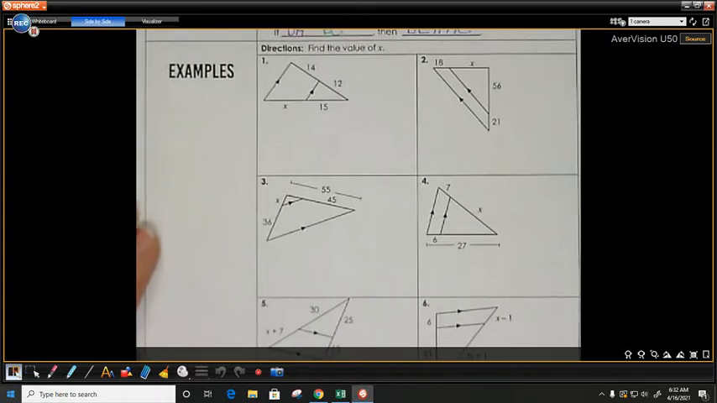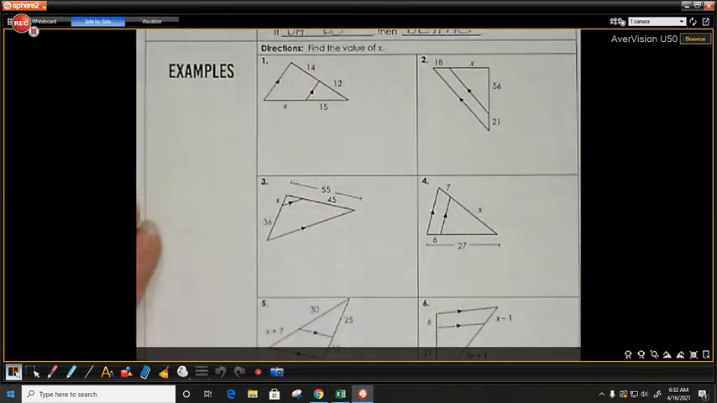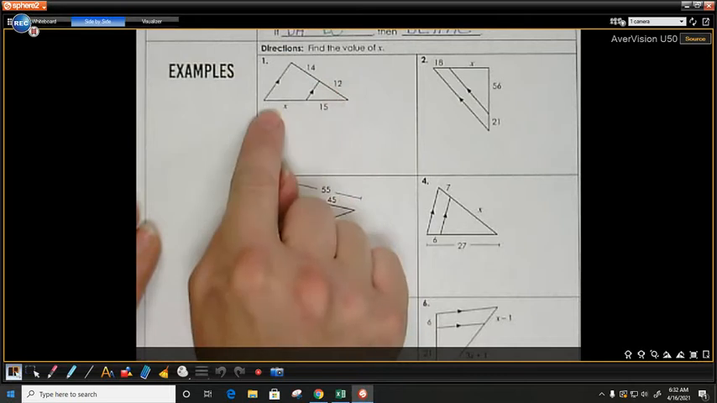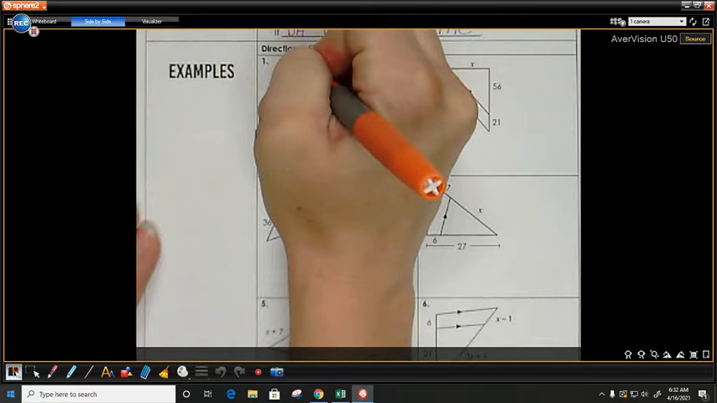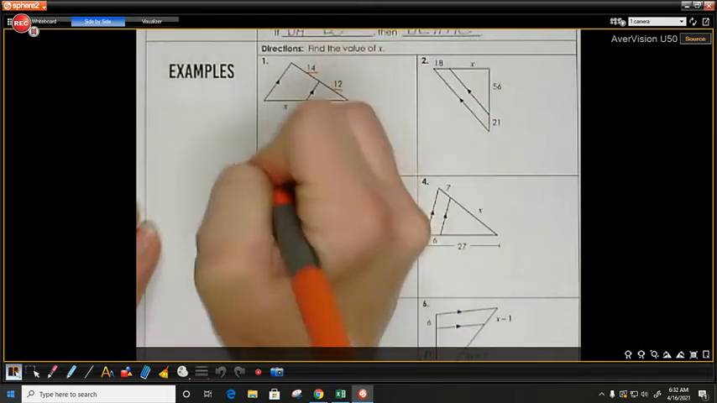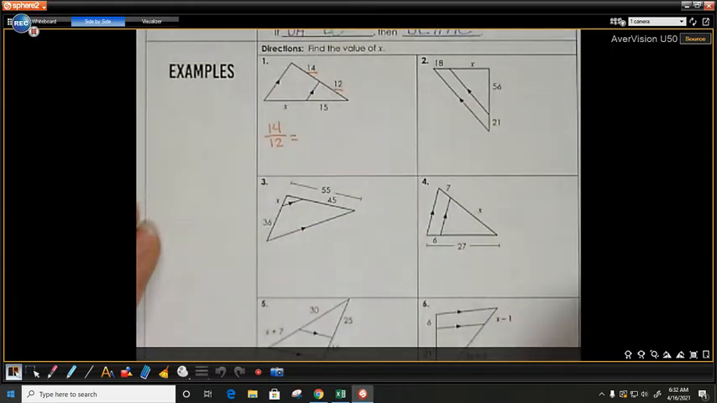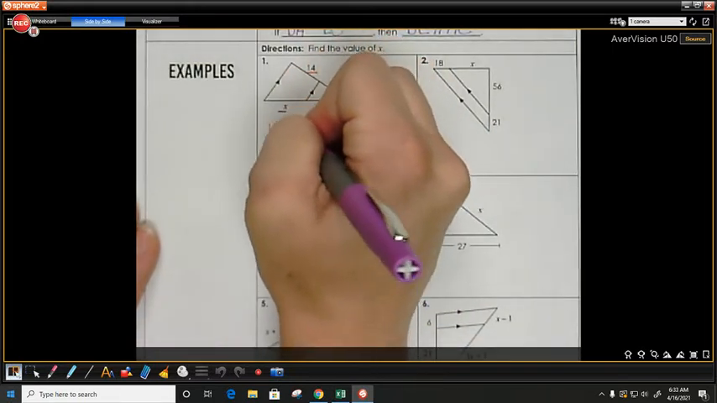So the first part says find the value of x. Since these two lines are parallel to each other, I know the ratio of these two segments is going to be equal to the ratio of these two segments. Now remember, there's multiple different ways to set this up, but you do need to make sure that you have your corresponding pieces aligned with each other. So 14 over 12 is going to be equal to x over 15.